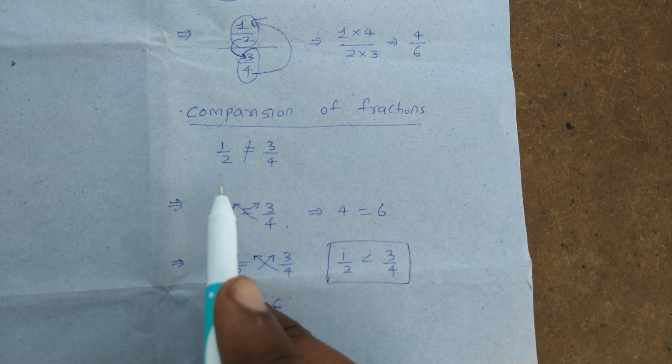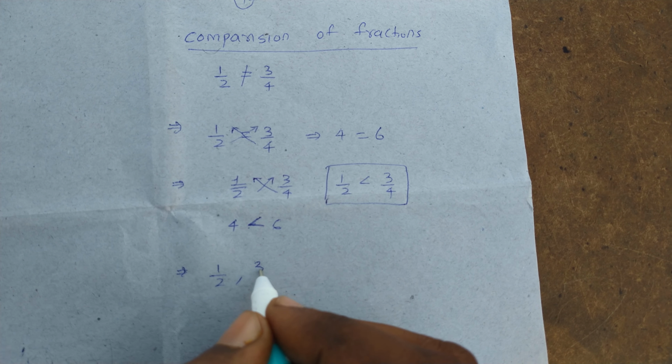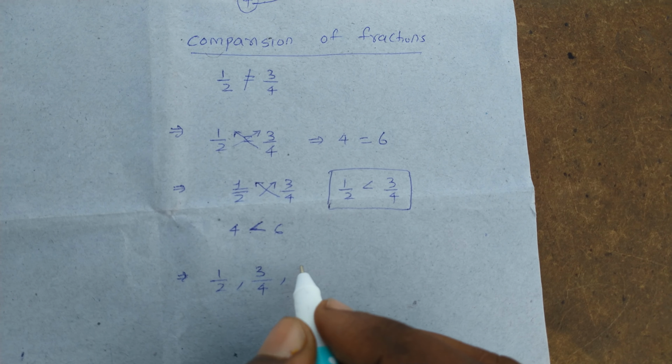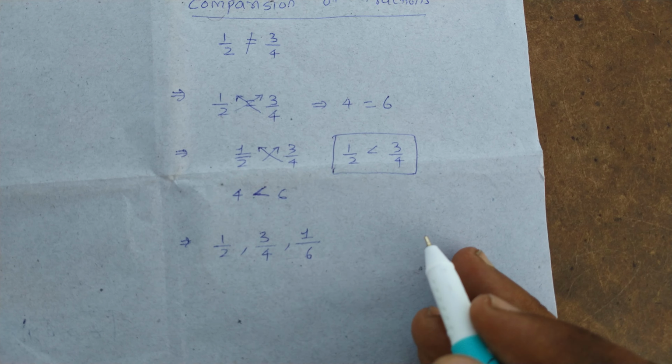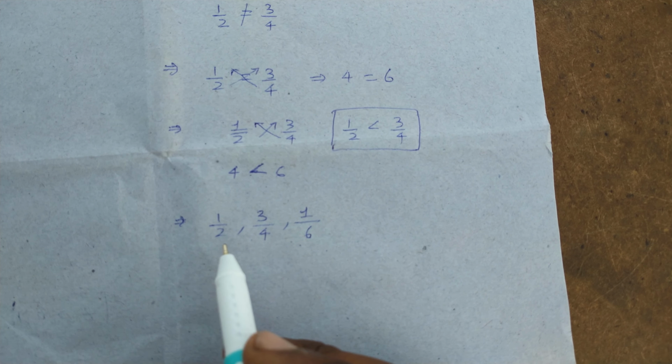Okay, when you have only two fractions to be compared, then you can directly cross multiply and get the answer, and you can easily get which fraction is greater than which one. But what if you have three fractions, suppose 1 by 2, 3 by 4, let us assume 1 by 6. What if you want to compare these three fractions, which one is greater and which one is smaller?